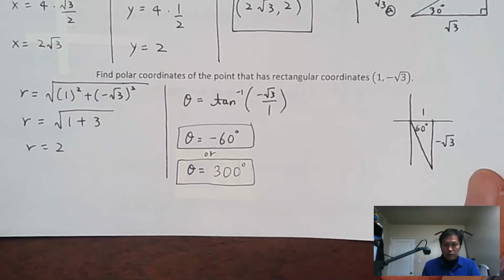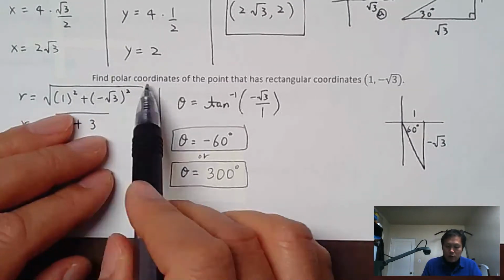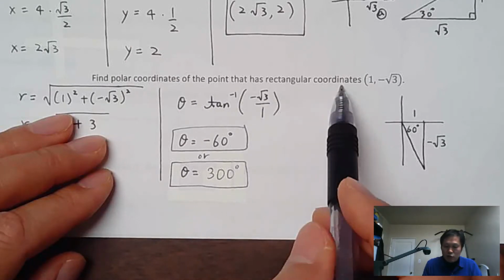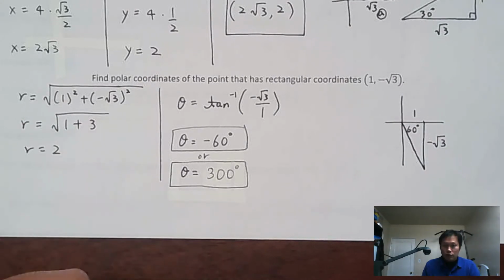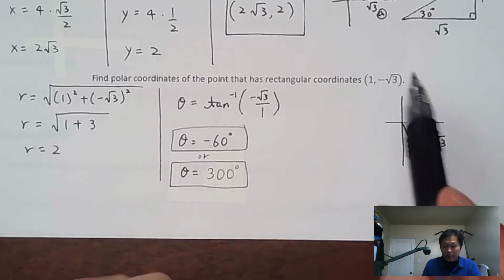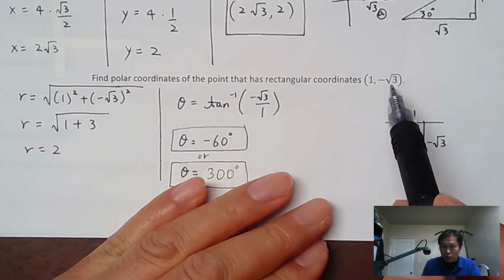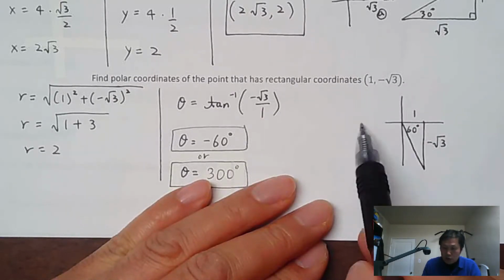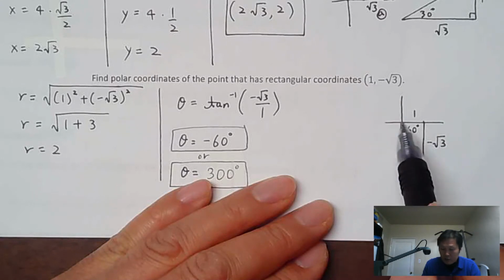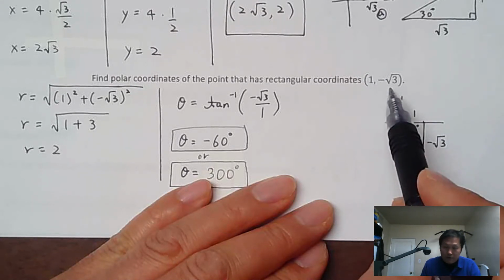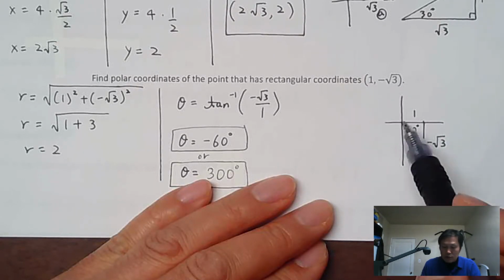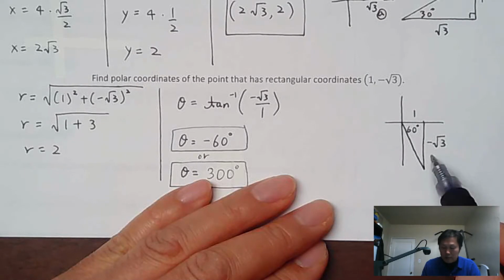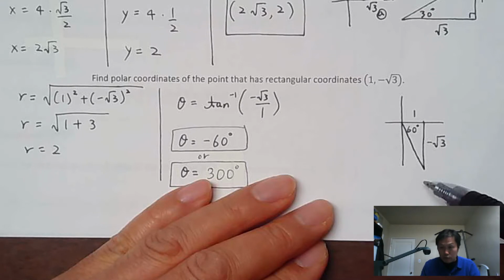So a question could be something like this. Find the polar coordinates of the point that has rectangular coordinates of 1, minus square root 3. First thing you have to do is plot that point. 1 is the x value, so you go either left or right. 1 is positive, so you go to the right by 1. The y value is minus square root 3, meaning you have to go down by square root 3. So your triangle would look something like this. Be careful, you have to put minus square root 3 because it's going down.